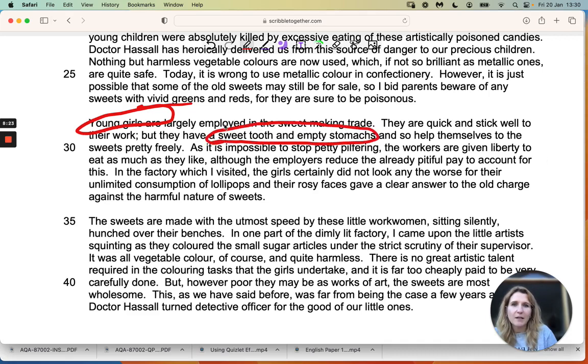And so help themselves to the sweets pretty freely. As it is impossible to stop petty pilfering, the workers are given liberty to eat as much as they like, although the employers reduce the already pitiful pay to account for this. In the factory which I visited, the girls certainly did not look any the worse for their unlimited consumption of lollipops, and their rosy faces gave clear answer to the old charge against the harmful nature of sweets.